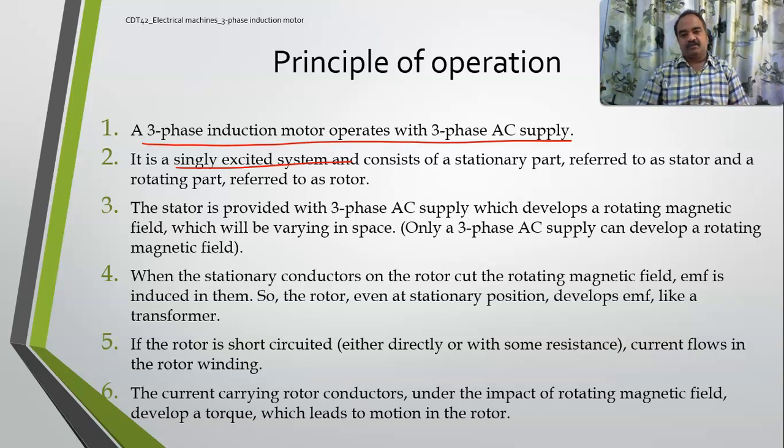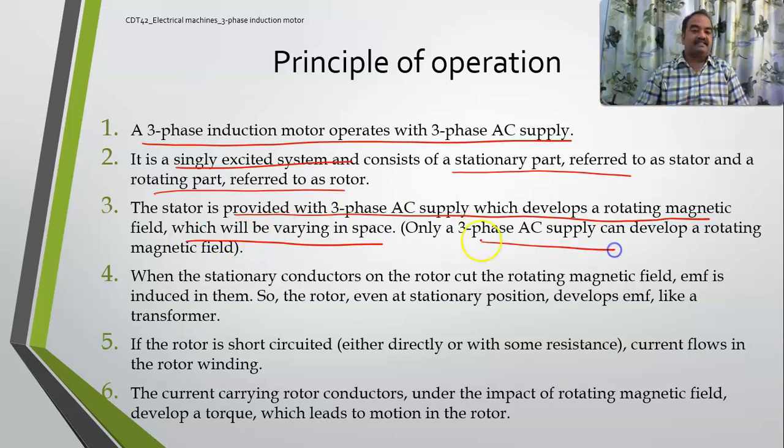So it consists of a stationary part, which is the stator, where your three-phase field will be set up, and a rotor, the rotating part. Your conductors will be set up in the rotor, such that they must be able to move, right? So the stator is provided with a three-phase AC supply, and it develops a rotating magnetic field which will be varying in space, and only a three-phase AC supply can develop it. A single-phase AC supply cannot provide that magic.